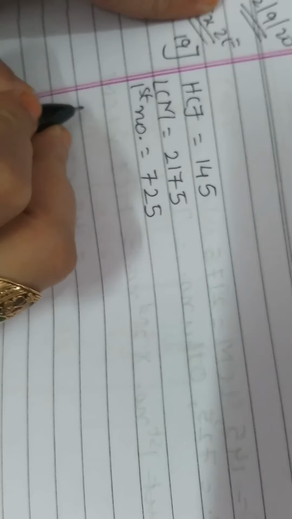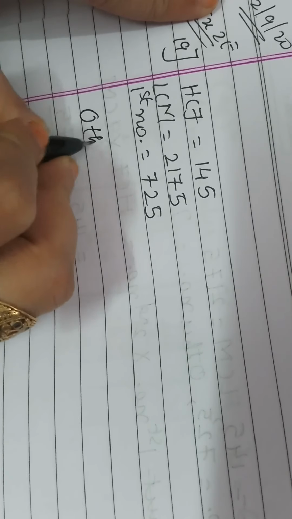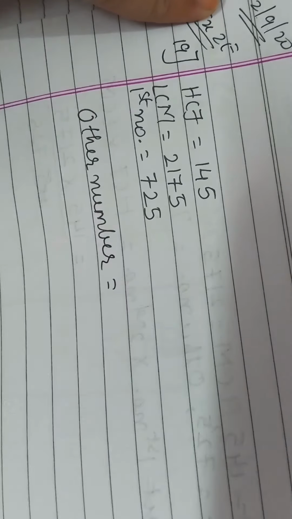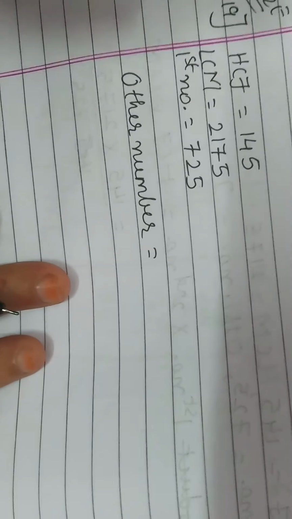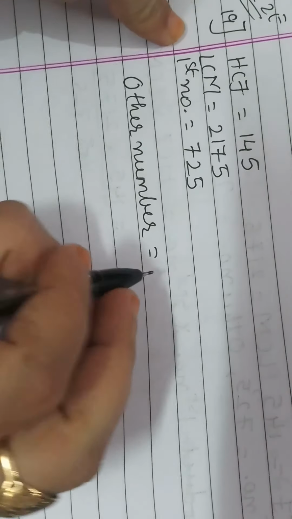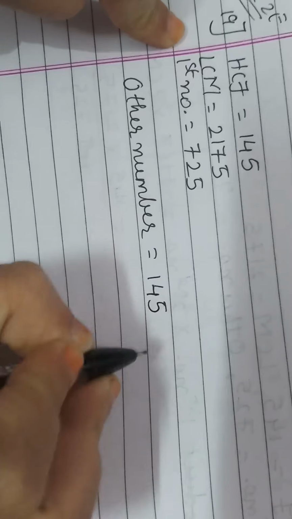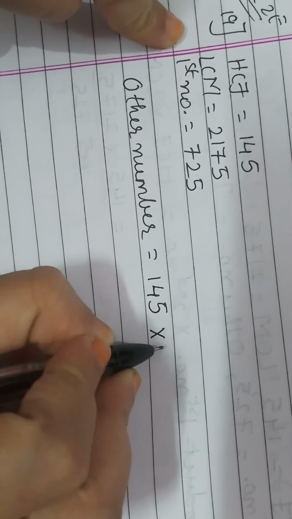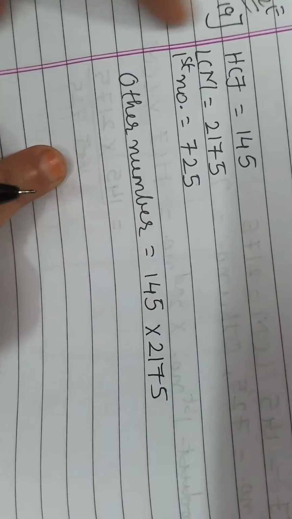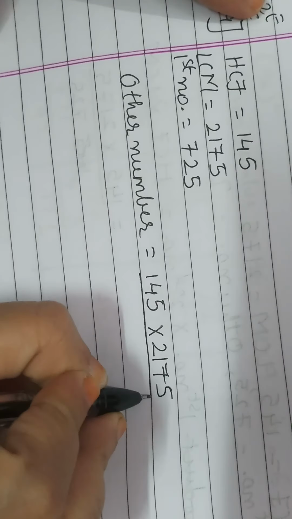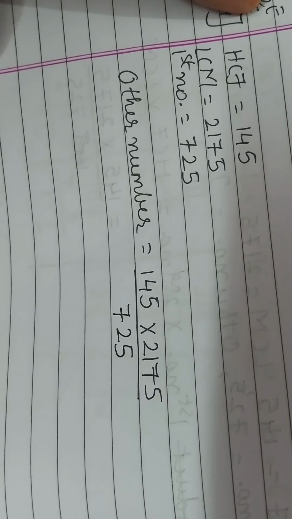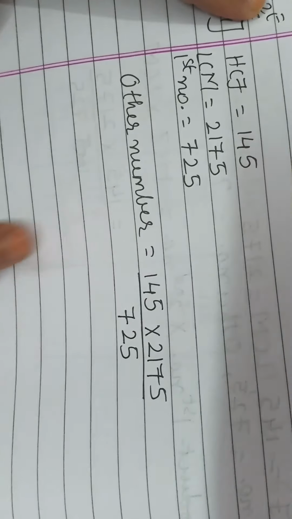So for finding out the other number what you will write? You will write other number equals, always remember one thing, these two numbers will come on top, that is HCF into LCM. They will come together. So I will write 145 into 2175, and in the denominator I will write 725. Now my next step will be cancelling it out.